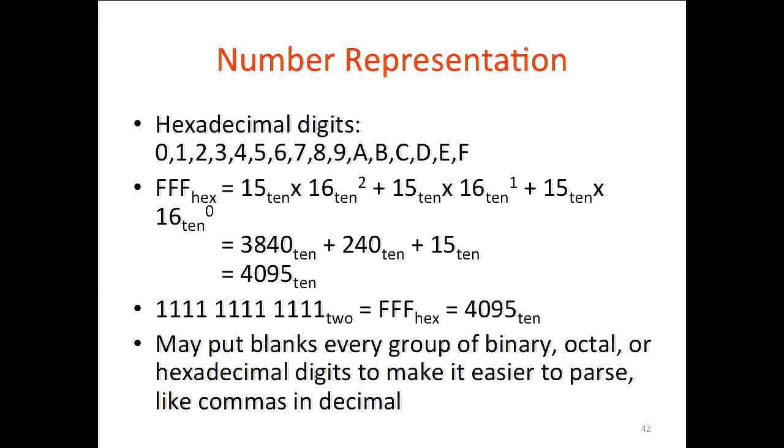You sort of look at 4 and say, okay, this is a nibble. I know it's a hex number. The next one and the next one, right? So it's like commas when you write 10,000 in the decimal system, right? Okay.